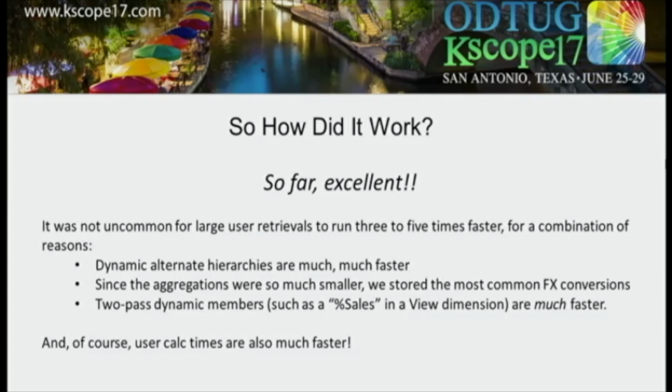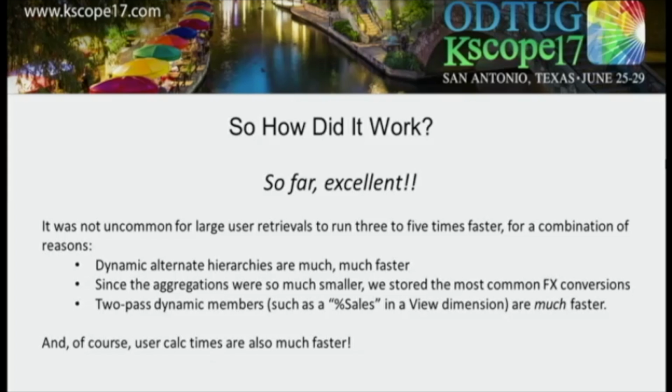So how did it work? I'm as thrilled about this. I've been doing Essbase for a long time. This is awesome. I mean, really. Cubes are smaller. And even though I stored two dimensions, you know, again, aggregations are geometric. You take away two aggregations at the end, you have a huge decrease in database size, even though I still have two stored dimensions. So things are faster, retrievals are faster.